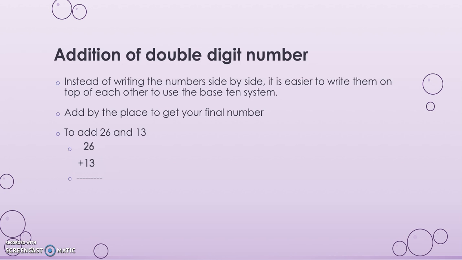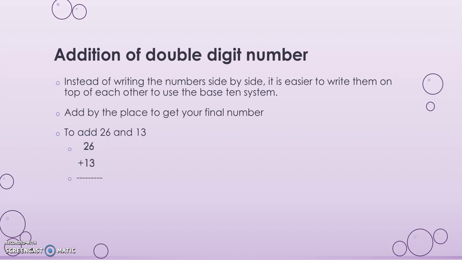Adding double-digit numbers can be a little tricky, and oftentimes the layout has a lot to do with how much easier it can be. Instead of writing the numbers side by side, it's a lot easier to write them on top of each other to use the base 10 system as a breakdown. By stacking them on top of each other, you're able to add by the place to get your final number.